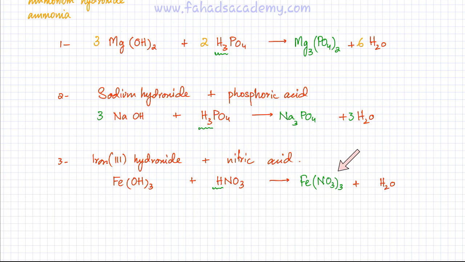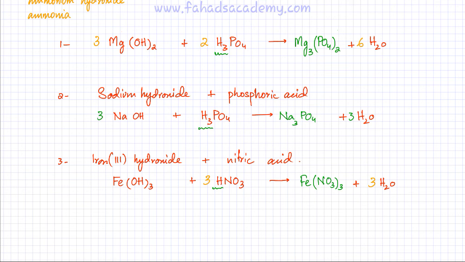And the last thing we need to do is we need to balance this equation. Fe is already balanced. There are 3 nitrogens over here, so there should be 3 nitrogens on the other side as well. So there would be 3 molecules of HNO3. And there are a total of 3 hydrogens over here, 3 hydrogens on this side, so that's a total of 6 hydrogens. So there should be 3 water molecules.